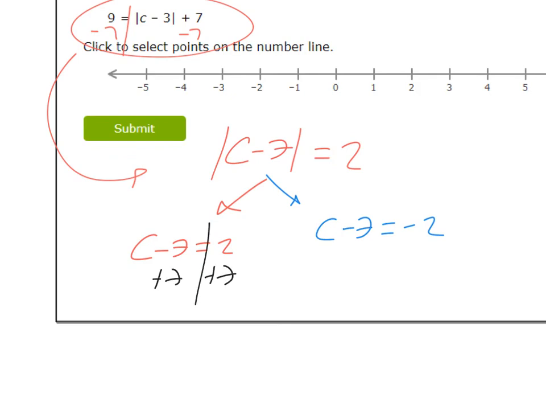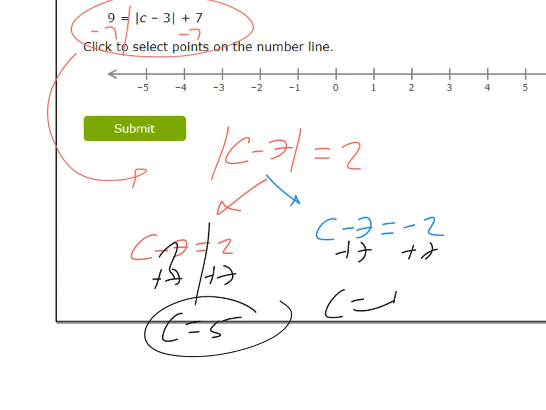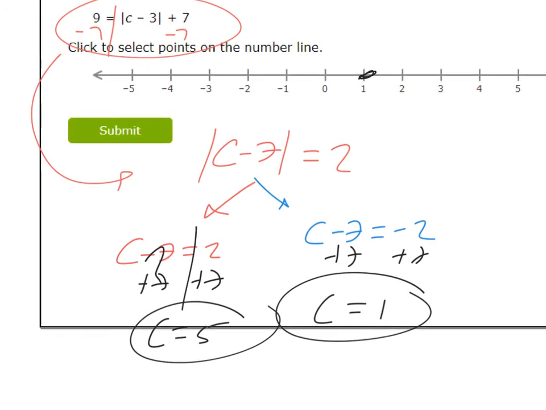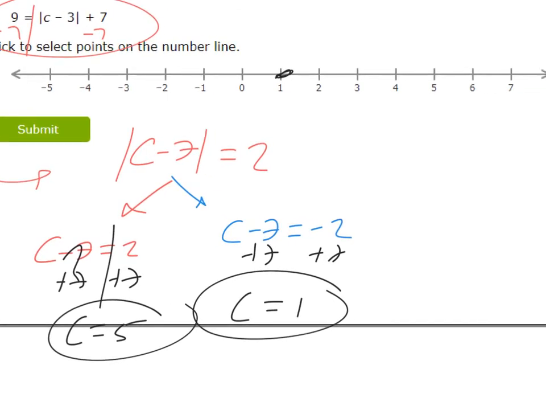Okay, I'm going to add 3 to both sides. C equals 5, or add 3 to this side for the blue equation. C equals, oops, that's not a very good 1, but it should be a +1. C equals +1. So there's my 2 answers, +1 and +5.